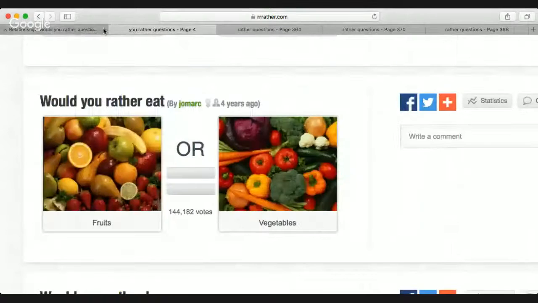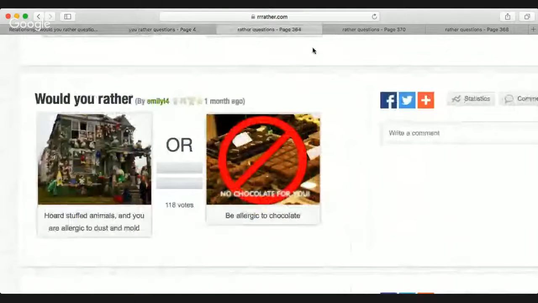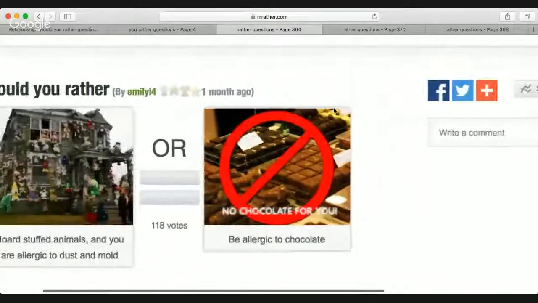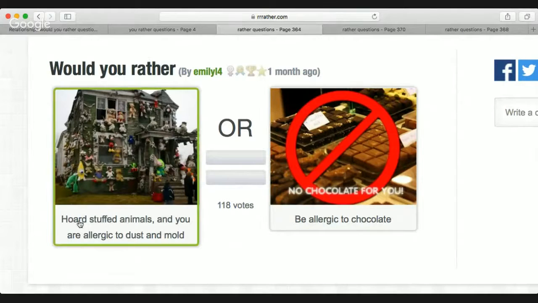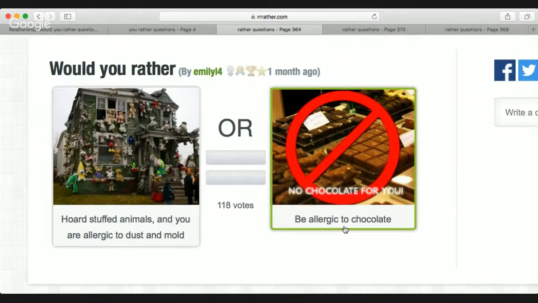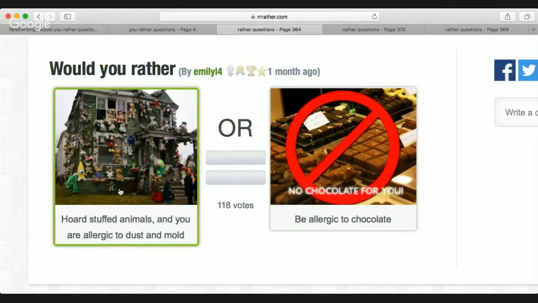Now I can't remember if I did this one before, so I think we're going to skip it with time the way it is. Okay, this one. This is a good one. Now, listen carefully while I explain this one. Would you rather hoard stuffed animals and be allergic to dust and mold, or would you rather be allergic to chocolate? In the first scenario, you have to have stuffed animals, right? If you hoard something, it means you compulsively collect something. You can't stop. So in this first scenario, you are always experiencing your allergies.